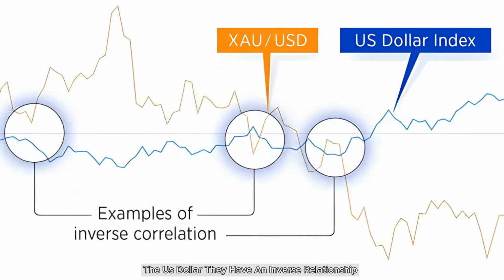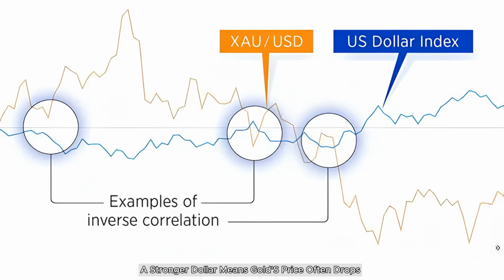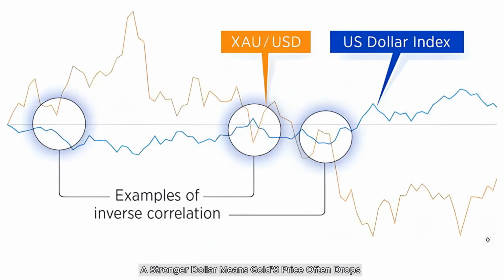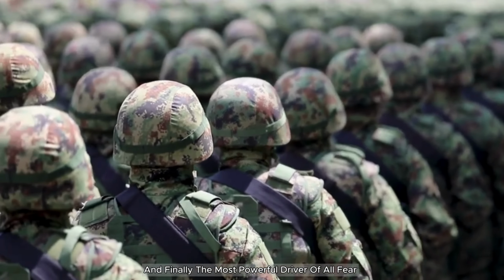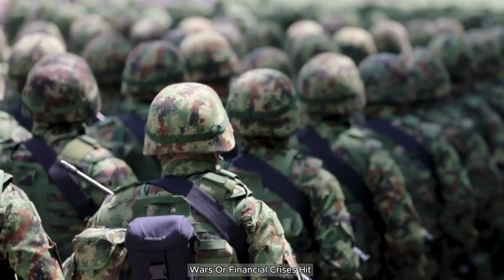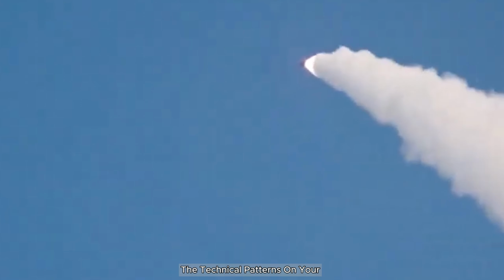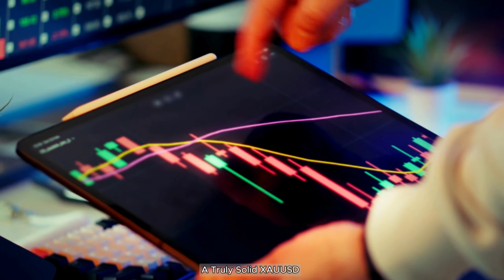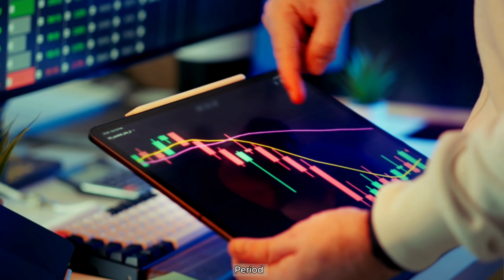Second, the US dollar. They have an inverse relationship, kind of like a seesaw. A stronger dollar means gold's price often drops. And finally, the most powerful driver of all, fear. When geopolitical uncertainty, wars, or financial crises hit, investors flock to gold, sending its price soaring. The technical patterns on your chart mean nothing if they run headfirst into a macroeconomic brick wall. A truly solid XAUUSD strategy has to account for these fundamental drivers, period.